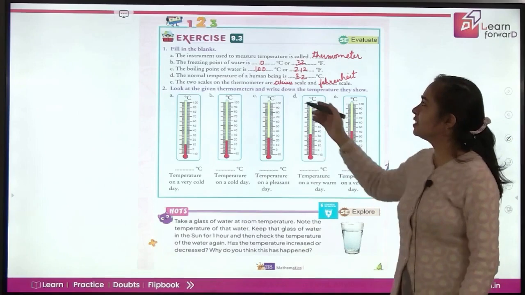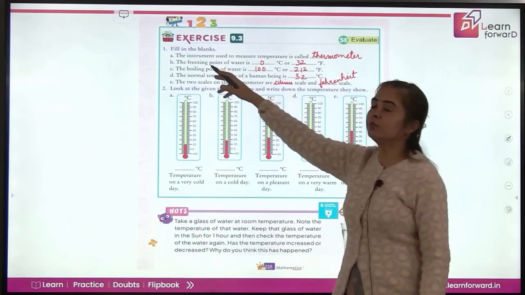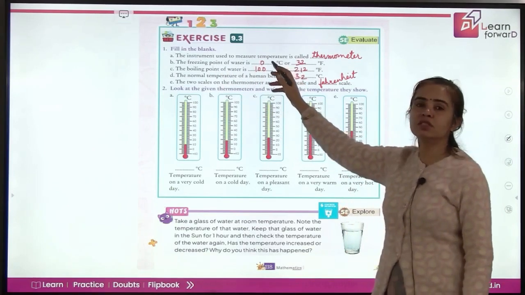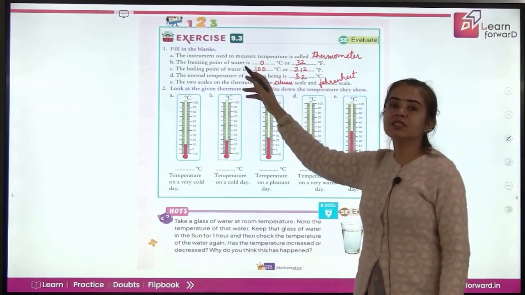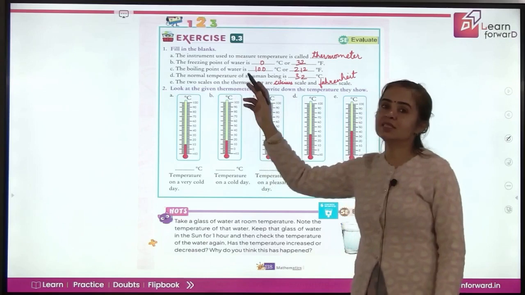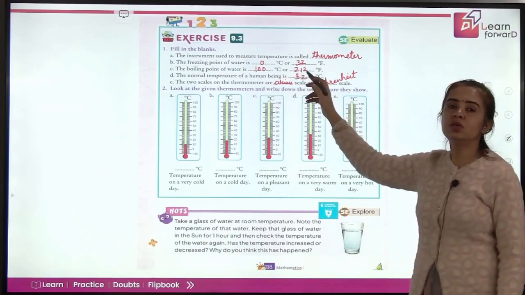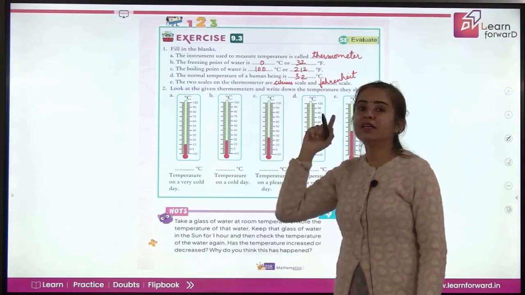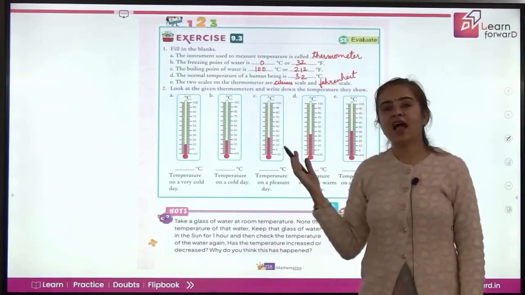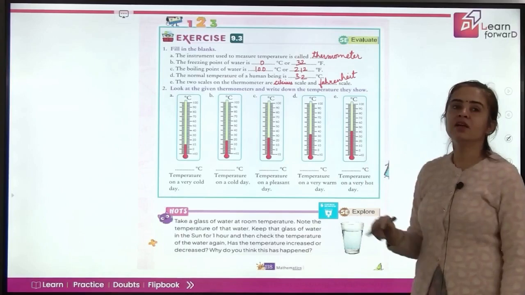Now here's an exercise for you. Fill in the blanks. The instrument used to measure temperature, what is it called? It's called a thermometer. The freezing point of water, what is it? 0 degrees in Celsius, and 32 degrees in Fahrenheit. When you talk about boiling water, it is 100 degrees in Celsius and 212 degrees in Fahrenheit.